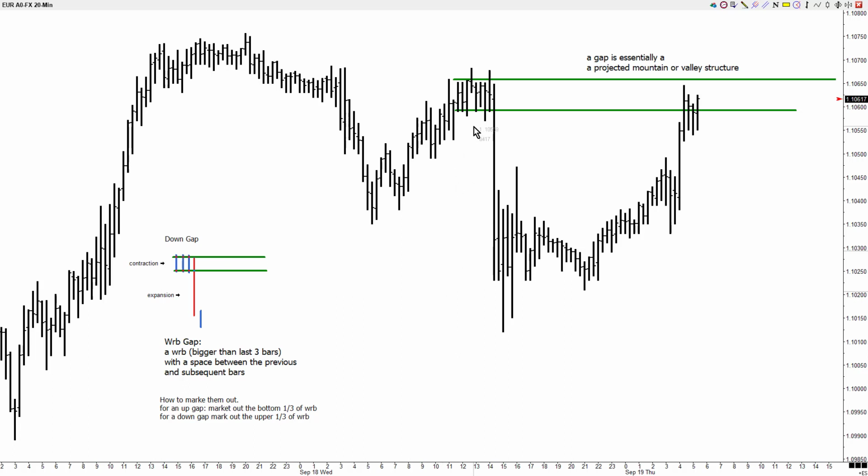Now tune your eye. There's a down gap. Along the way, you should be able to see an up gap that meets this definition. You just follow price along. You look. There's this bar. Is it bigger than the last three bars? Yes. And so you mark it this way. So this would be a down gap, and this would be an up gap.